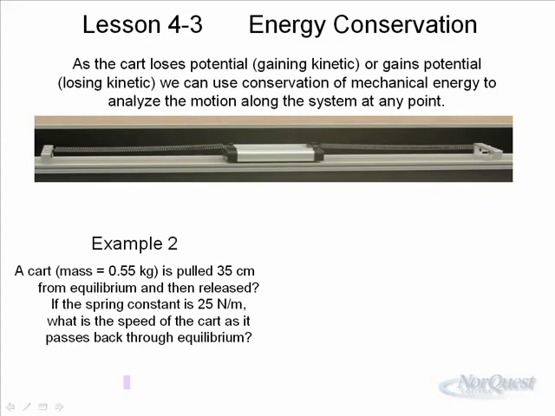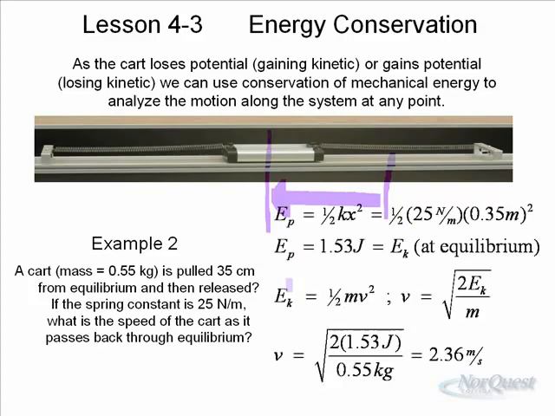Another example is a continuation of the first. Now that we've determined what the energy is at 0.35 meters or 35 centimeters, as it comes from 35 centimeters back to equilibrium, what will be the speed as it passes through that equilibrium point? It's quite a simple exercise. The first thing, of course, is we calculated what the potential energy is out at 0.35 meters. We got 1.53 joules. Now that we know that, we say that potential energy at the maximum point turns into kinetic energy at equilibrium.